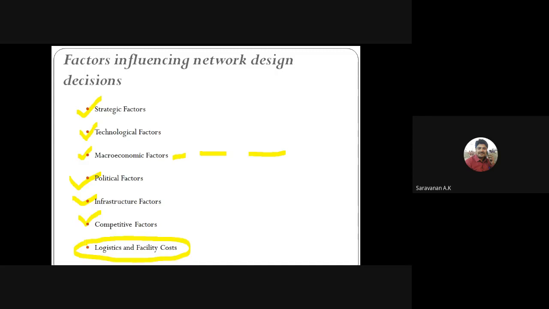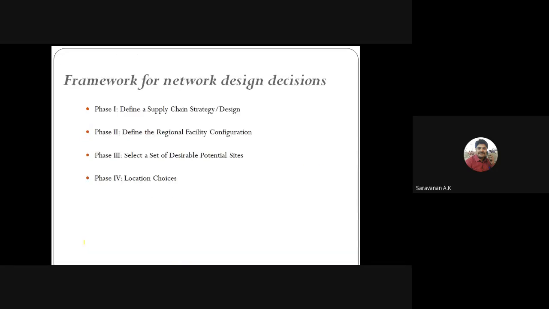The decision is taken by considering these factors, and that gives a good optimized design. These are the factors which influence the network design decisions. Up to this we discussed in the last class. In this class we are going to see the framework of the network design decisions.